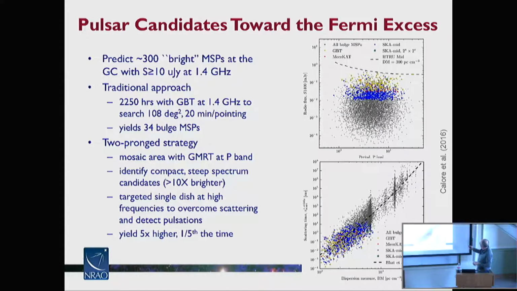This is a paper by Calore et al. It's a very nice paper. I'd urge you to read it if you're interested in the bulge pulsar population. They do an analysis and show that they think they need of order 300 bright millisecond pulsars at the galactic center in the bulge region. They say, well, okay, let's assume that's what we need to form the gamma ray excess. So that's on the order that they need. That's a rough number. And they need 2,250 hours with GBT time to just kiss the top of this distribution. So here's GBT. They think they can find 34 bulge pulsars with 2,250 hours. Not a great yield. It's a lot of telescope time.